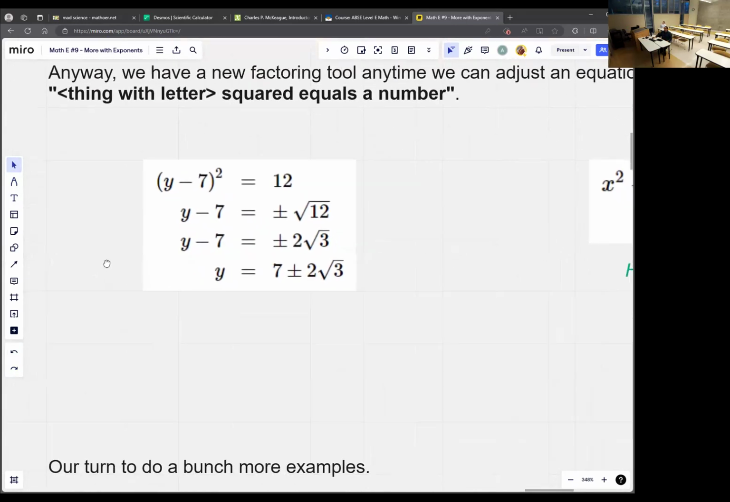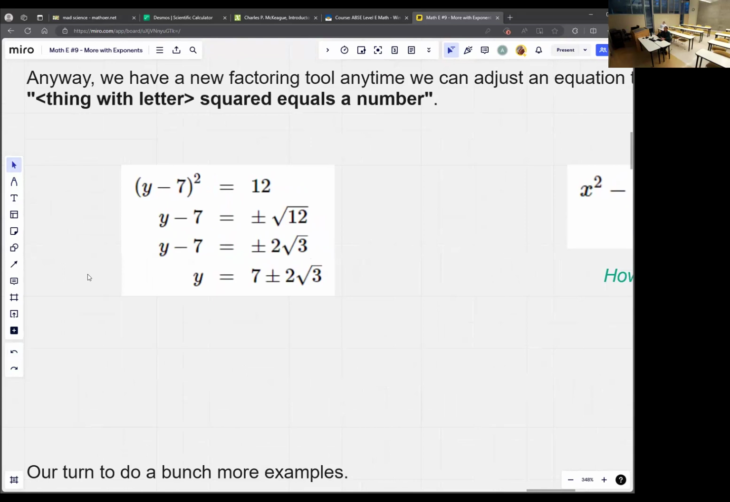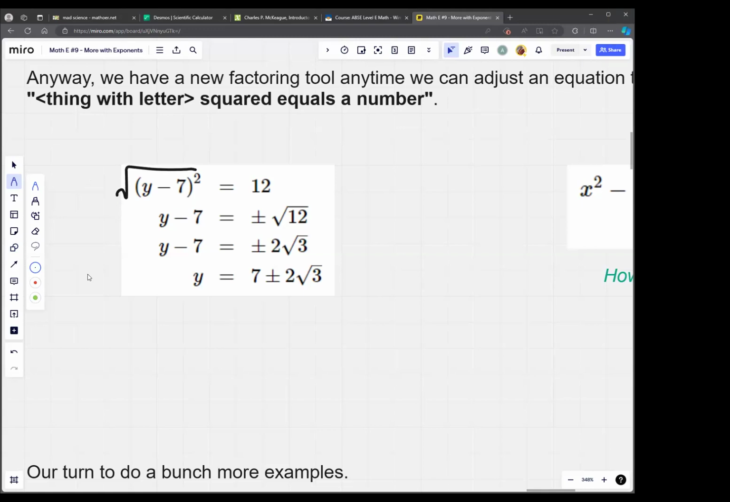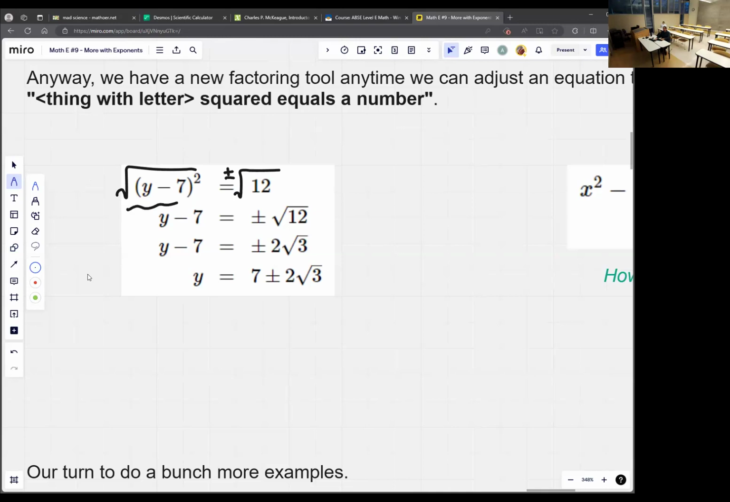So let me get a little bigger. Here's one that's done for us. Somebody gave us the already factored equation of y minus 7 quantity squared equals 12. So somebody took the square root of both sides. If you take the square root of a square, they cancel each other out. No one writes it like that, but they do. And if you take the square root of a normal number, now we're having to remember that the plus or the minus both work. So this left-hand side becomes just y minus 7, and we get plus or minus square root of 12.